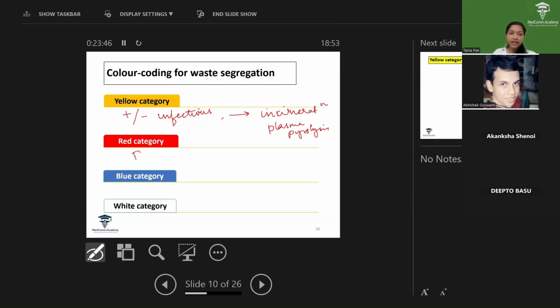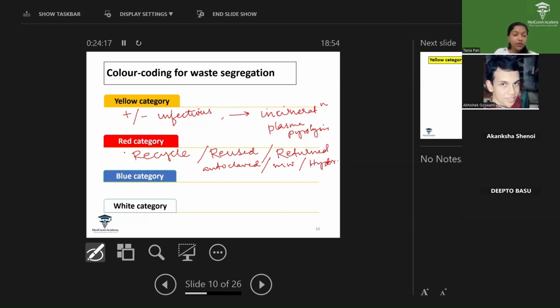R for red, R for recycle. It goes for recycle. It can be reused or it should be returned. There are three things, right? And how is it handled? Generally, it is handled by autoclaving or microwaving or hydroclaving. There are options.